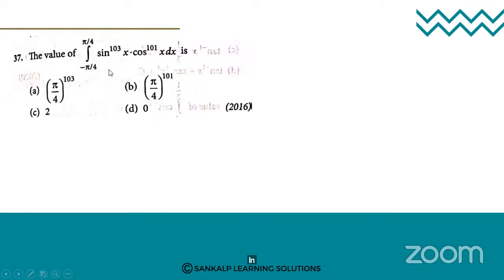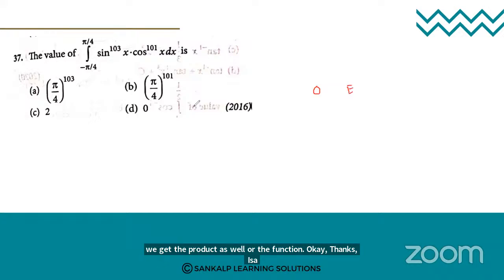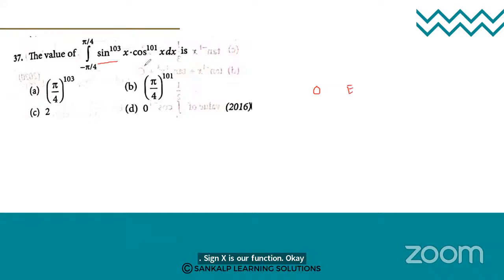Here, this particular function is a mixture of an even function and an odd function. When we multiply even and odd functions, we get the product as an odd function. Sine x is an odd function and cos x is an even function. This part is an odd function, this part is an even function, and when we multiply odd and even functions, the product will be an odd function.